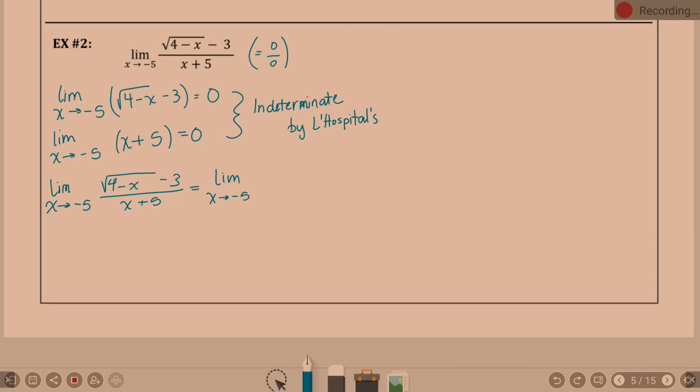What are we doing here? Derivative. Can I get the easy one out of the way? What's the derivative of the denominator? 1. Derivative of the numerator. 1/2 4 minus x. No. Keep going. 1/2 4 minus x minus 1 times 1. I need a power. Negative 1.